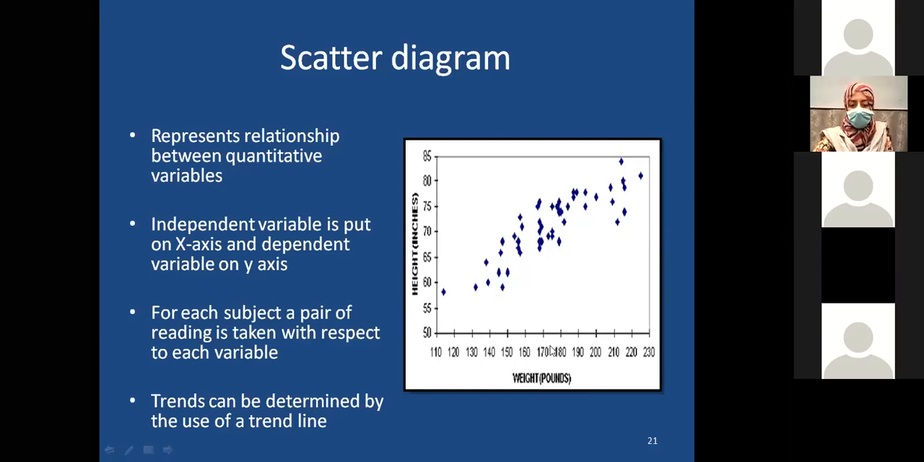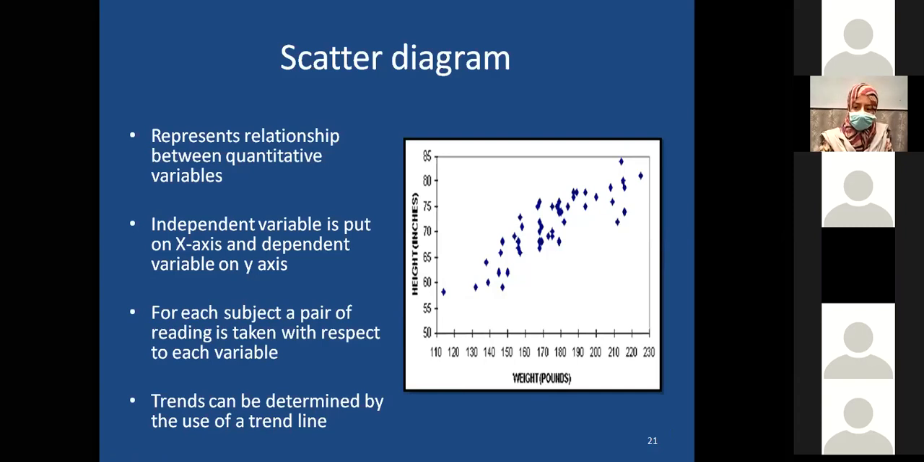Okay? So for each subject, a pair of readings is taken with respect to each variable, and you can see, for example, for age and for IQ. For example, you have age over here on the x-axis, and then you have the IQ on the y-axis. So we want to show that with increasing age, you have an increase or a decrease in the IQ level. So this is again for continuous type of data. There can be trends that can be determined by the use of a trend line. So if this shows a straight line, it means that it follows a trend. So with increase in weight, there is also an increase in the height.